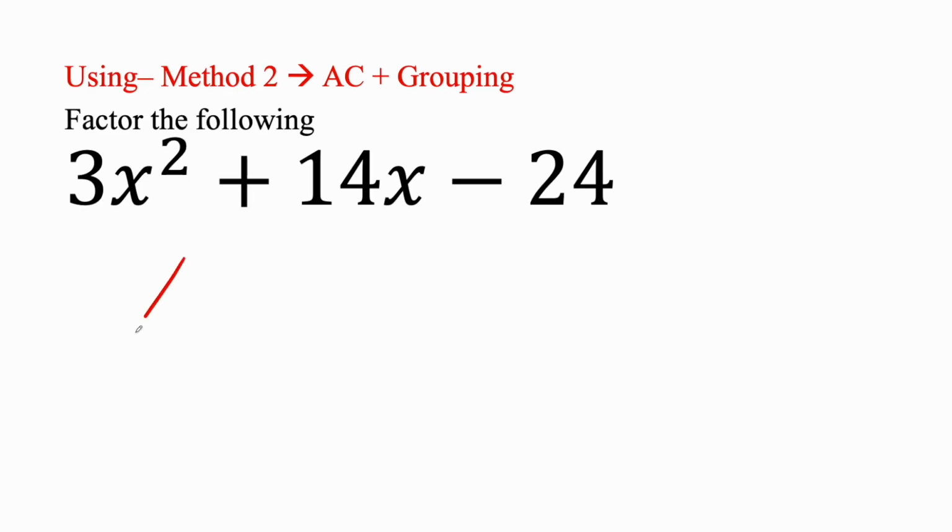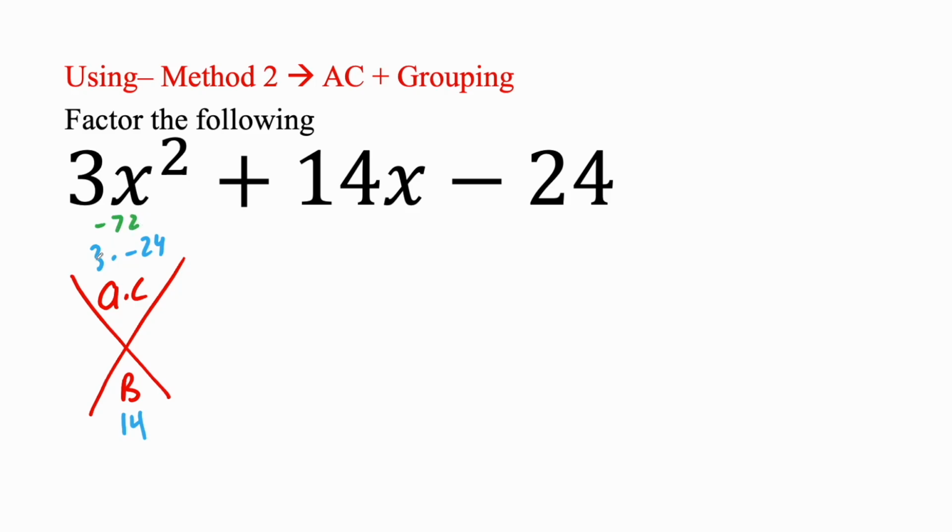So the first thing we're going to do is draw an X. The top is going to be A times C, and the bottom is going to be B. Now, our A term is the coefficient for x squared, which is 3. And our C term is the constant, so negative 24. And our B term is the coefficient with x, so that's going to be 14. And 3 times negative 24 will give us negative 72.